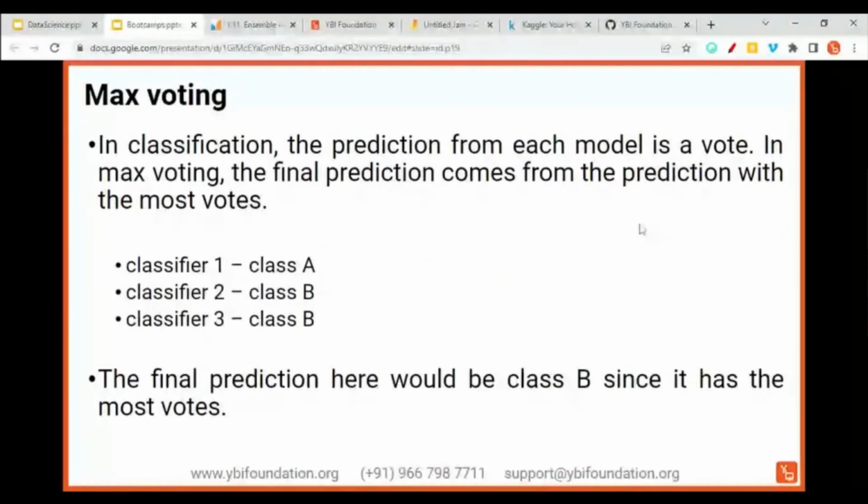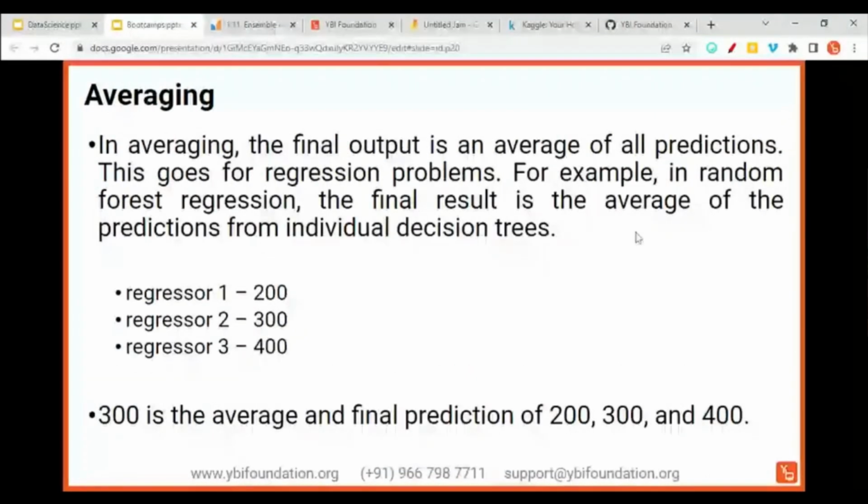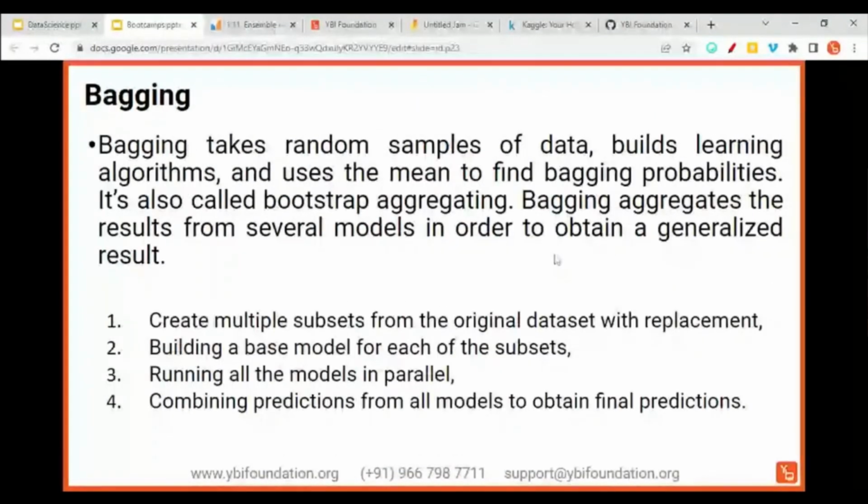This is not yet bagging and boosting. This is something to start. Now we come to our core concept, which is the highlight of this bootcamp, the winning models. There are 2 types of models: one is called bagging and another is called boosting.